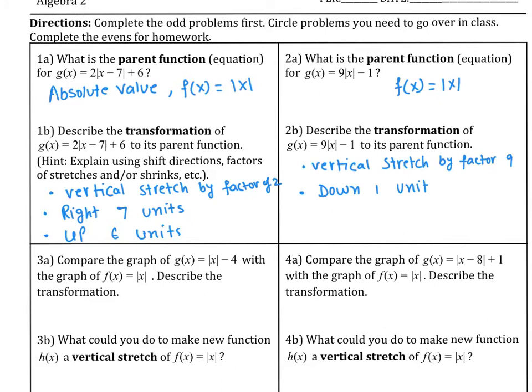For number 2 again, the parent function is f(x) equals absolute value of x, and the description of the transformation of g(x) is 9 in front, vertical stretch by 9, and 1 outside means it's down 1 unit.